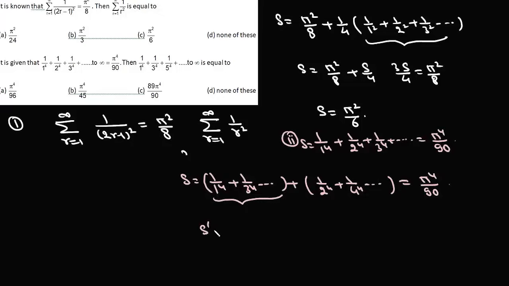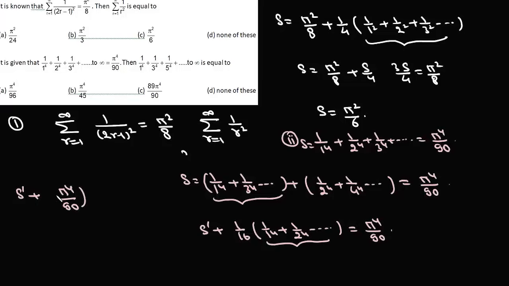Suppose this is S dash, and here we'll take 1 by 16 common, and here will be 1 upon 1 to the power 4 plus 1 upon 2 to the power 4 up to infinity, and that is pi to the power 4 upon 90. Now this is the given series, so this value is pi to the power 4 upon 90. So we can write S dash plus pi to the power 4 upon 90 into 1 by 16 is equal to pi to the power 4 upon 90, or S dash is 15 by 16 pi to the power 4 upon 90.